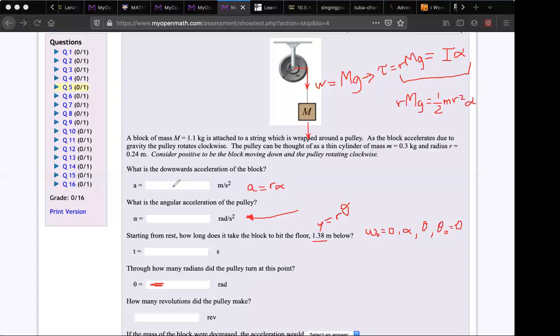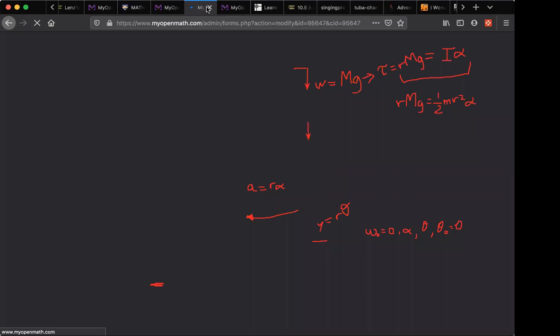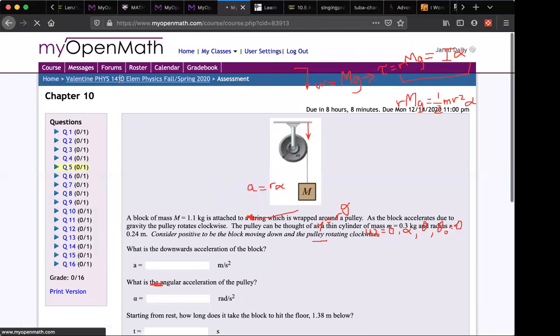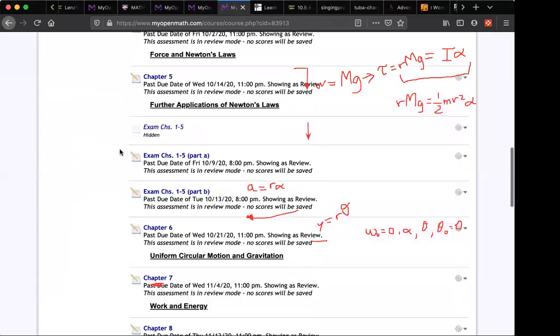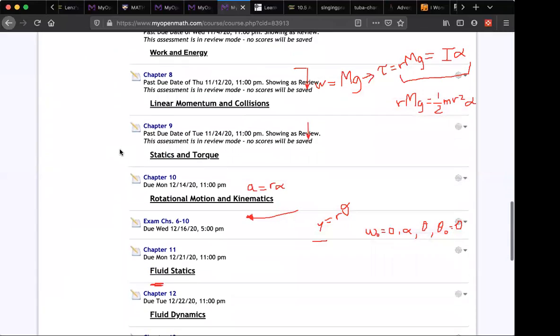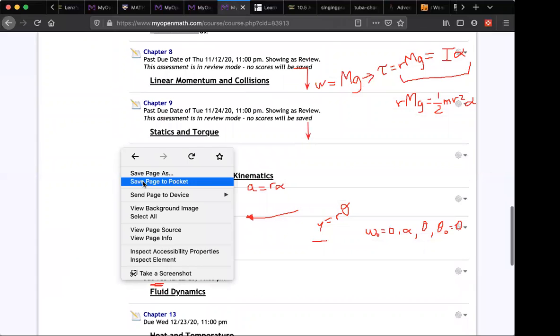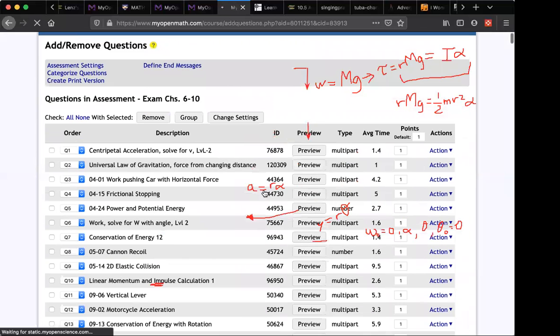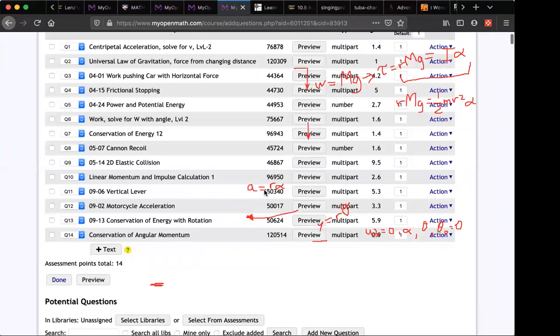Yeah, that's fine. Remember that this next exam is chapters, I think, 6 through 10, right? The 6 through 10 or 7 through 10? I don't remember. Let's go take a look. 6 through 10, it looks like. Exam for chapters 6 through 10. Looks like there are 14 questions on it.